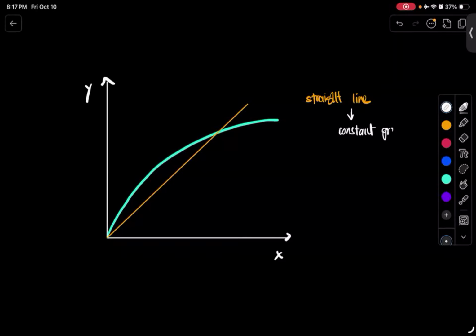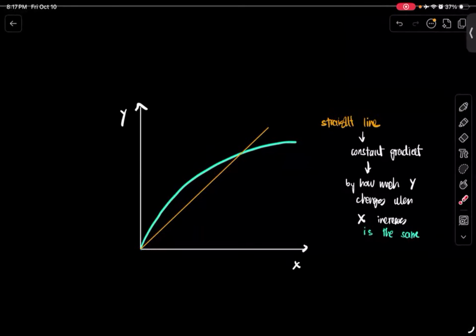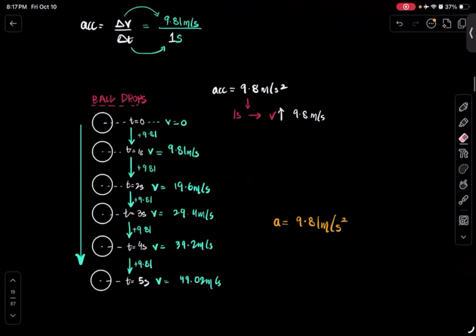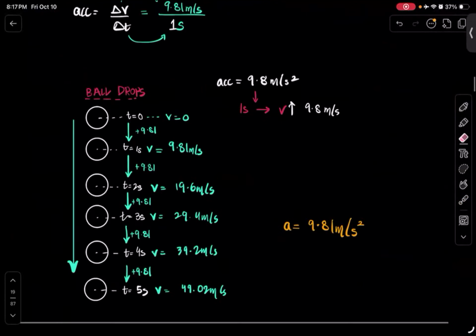That means your rate of change of y is the same. That means by how much y changes when x increases is the same. Let's take the example of the falling ball. I think we did that. For example, in this case, you had constant acceleration of the ball.